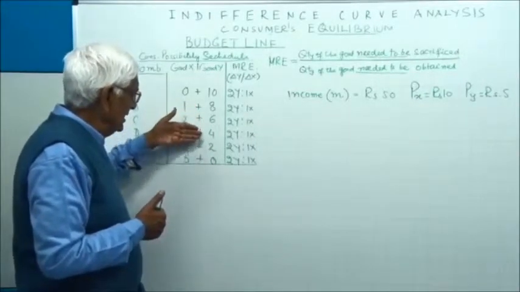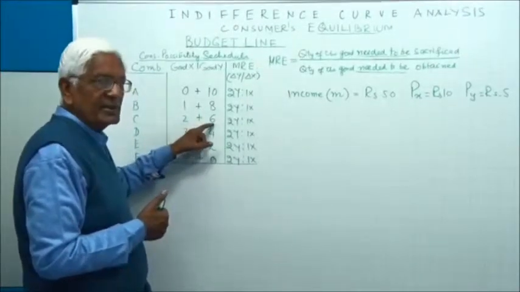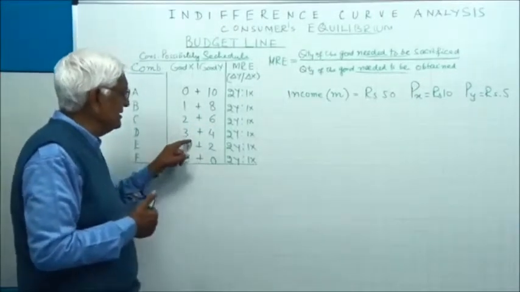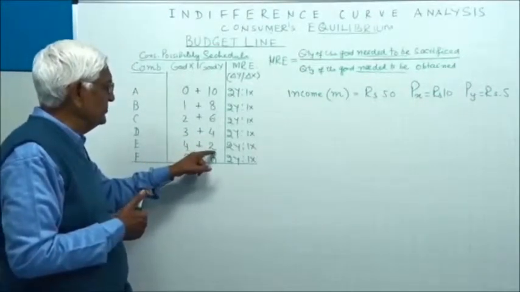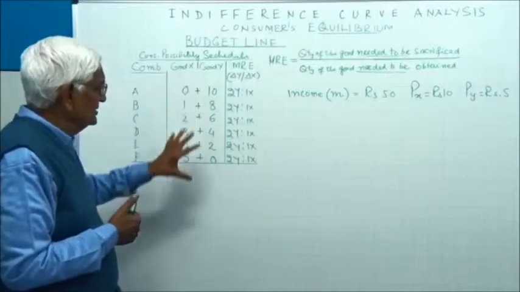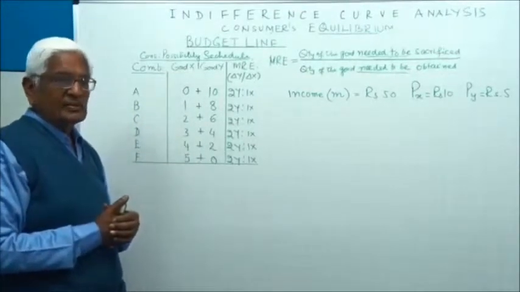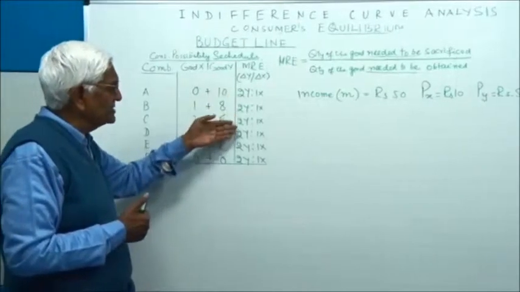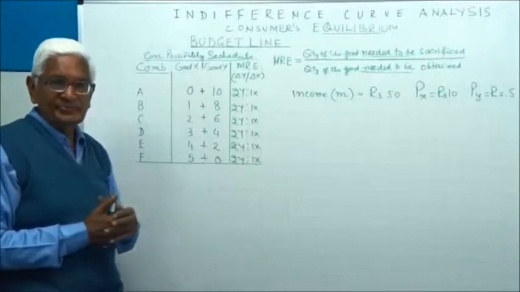This is with other combinations also. If he wants another X, he has to give up another 2Y. If he wants another X, he has to give up another 2Y. Like that, this table is prepared. So remember, here every time he is just giving up 2Y to get 1X.